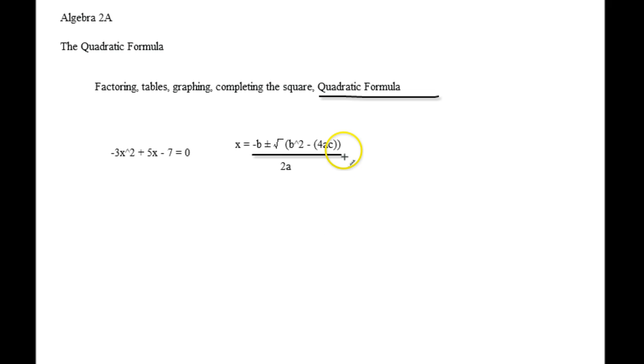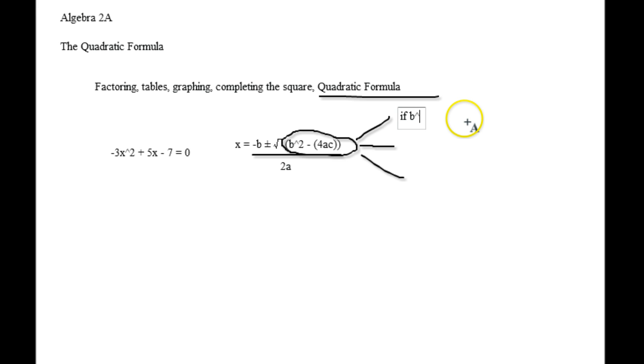Okay, now here's some cool things about it. This thing right here is the discriminant, and that can actually tell you a couple things. So I'm going to go off on a little bit of a tangent. The discriminant can actually tell you a couple things.